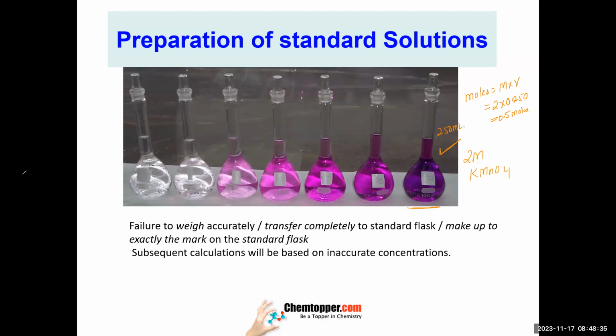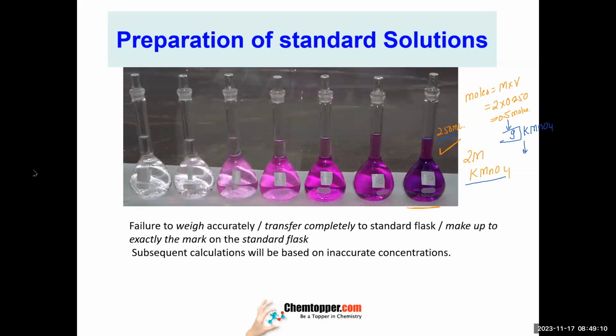But you cannot measure moles in the lab. So what are you going to do? You will convert this into grams. For that, you need the molar mass of KMnO4, right? And you will get the grams of KMnO4. Then what are you going to do with this grams of KMnO4? You will dissolve it in some water, some amount, maybe 20, 30, 50, some amount, not exactly 250. And then put it in this flask, which is 250 ml.